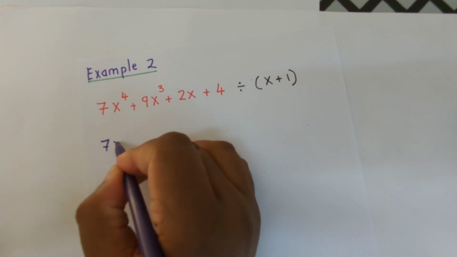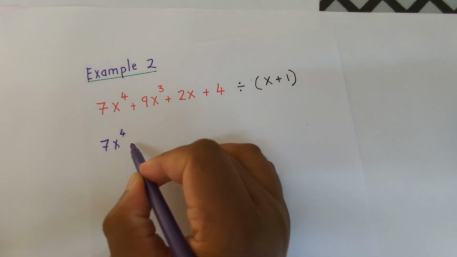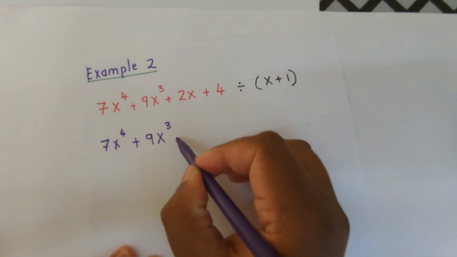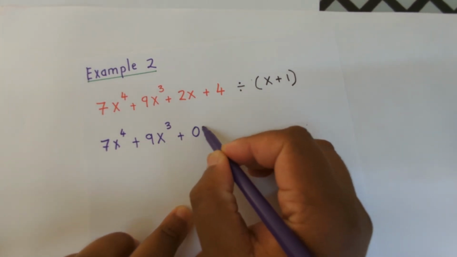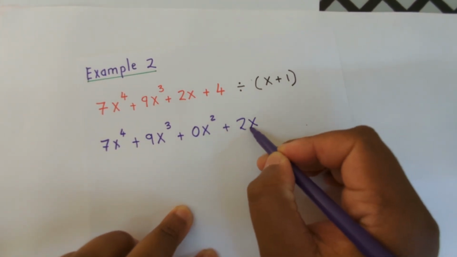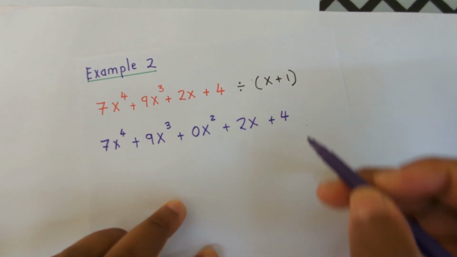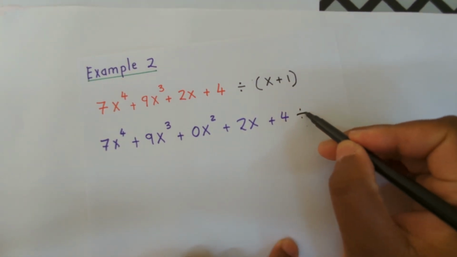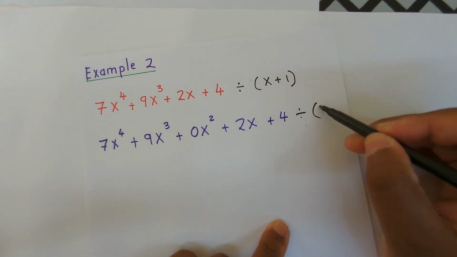So this is going to be 7x to the power 4 plus 9x to the power 3 plus 0x to the power 2 plus 2x plus 4. So this is being divided by x plus 1.